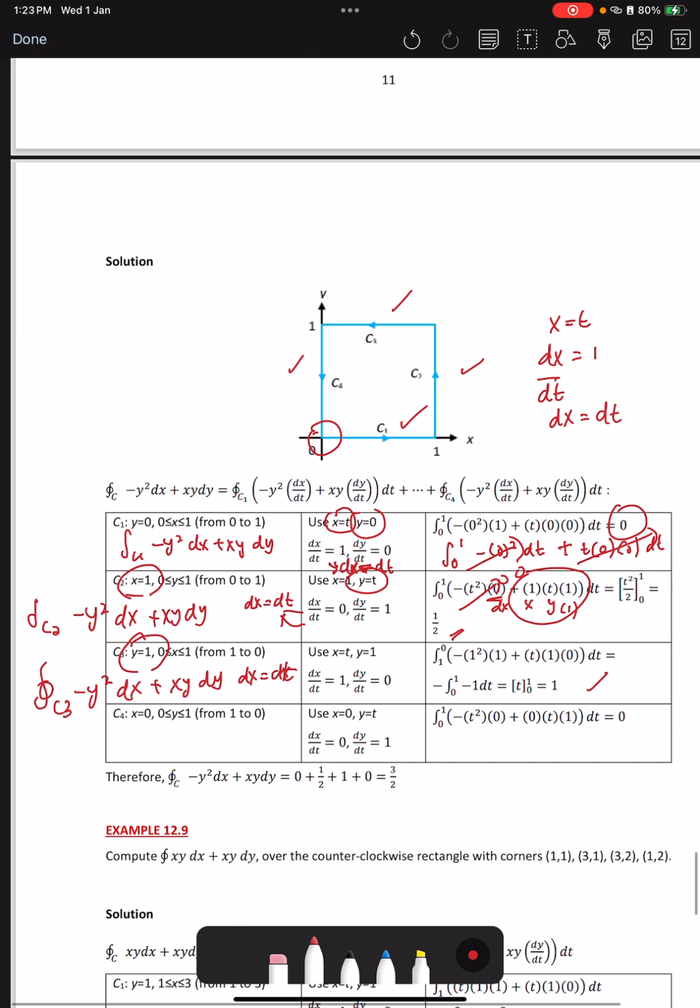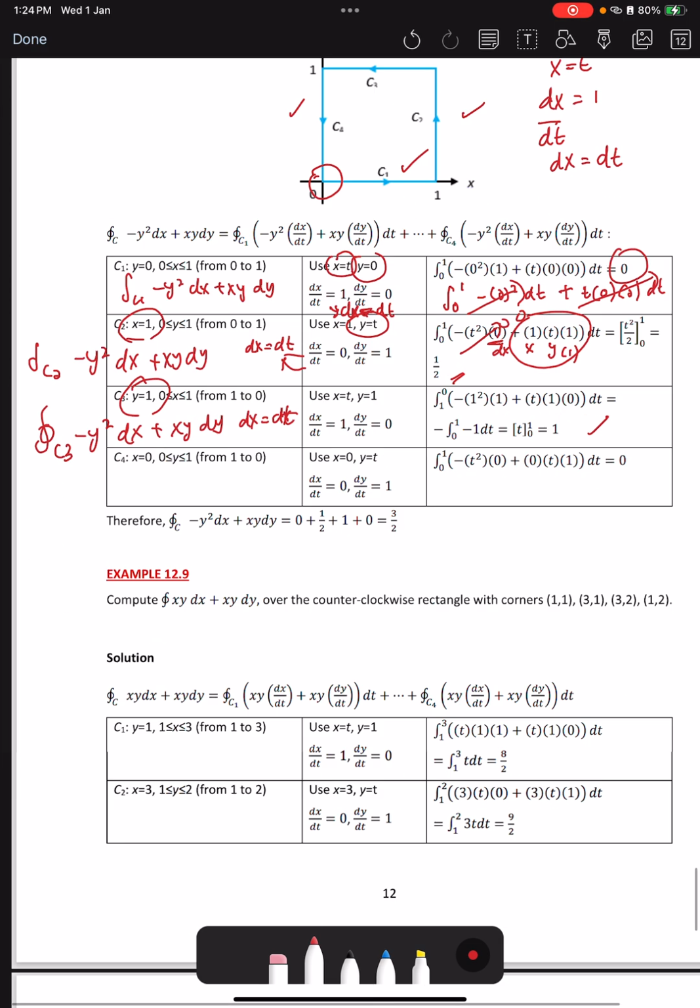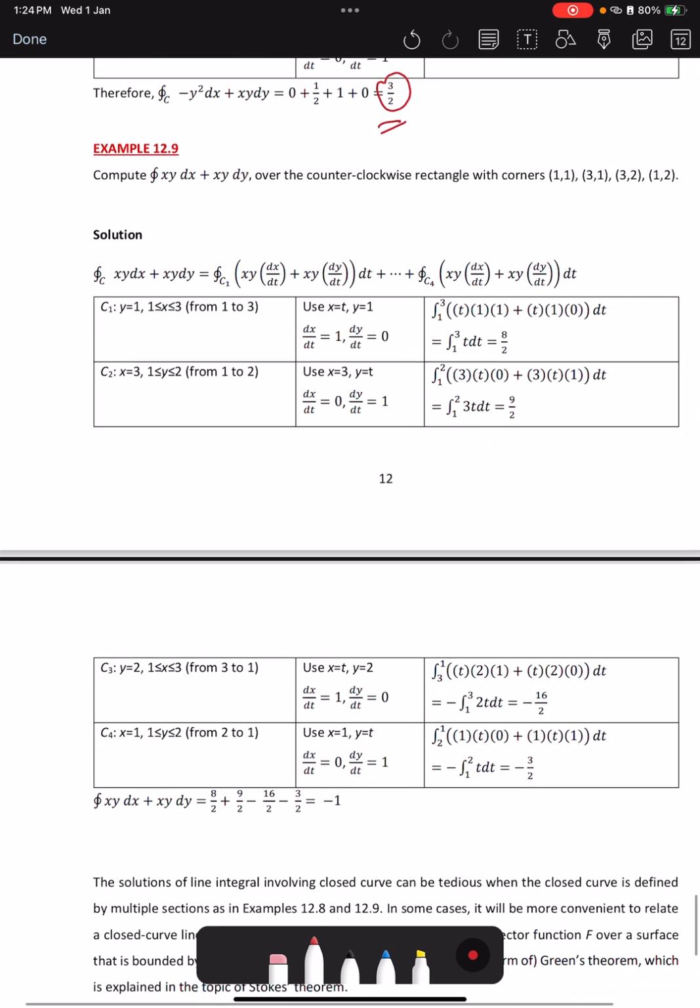Same goes to C4. C4 is actually x equivalent to 0 and y equivalent to t, but now the interval is from 1 to 0. Okay, so when you solve it, you don't need to worry so much about the interval, because you will get this one 0 and this one also 0. So when you add it together, you get 0, a half, and 1, so you get 3 over 2 as the answer.